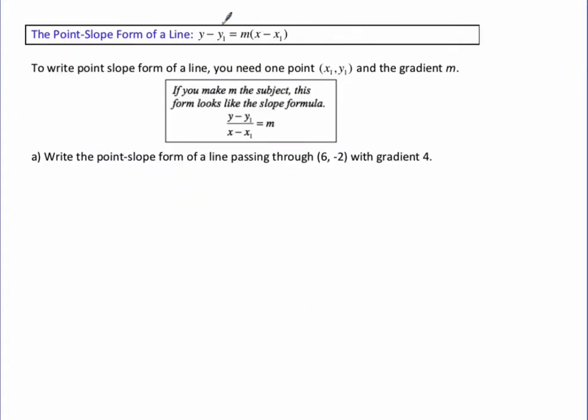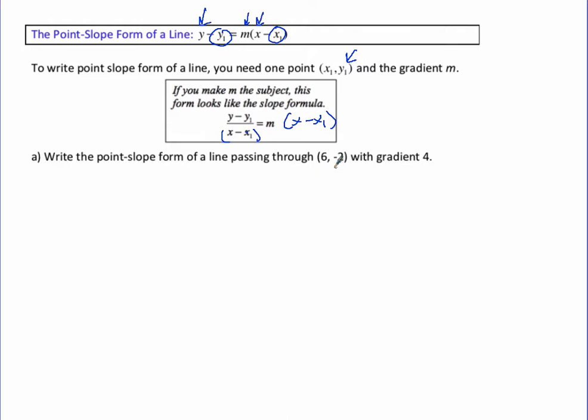Okay, next we're going to look at point-slope form of the line. So in this one here we have y and x just like in the other form of the line. We have the slope obviously, and x1, y1 is any point on the line. So you can use any point on the line. And this derives from the slope formula. If we just multiply both sides by x minus x1, you get point-slope form.